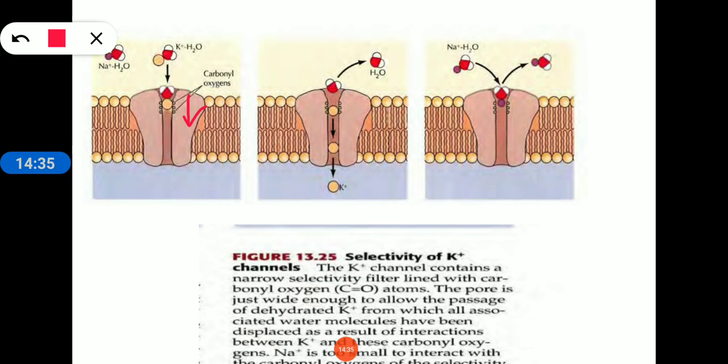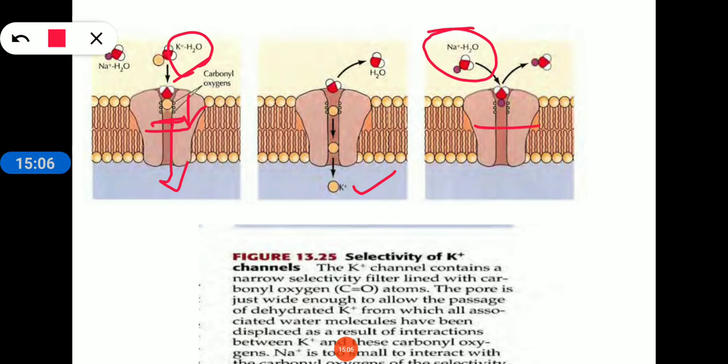Okay, so what happens when this hydrated K+ interacts with the carbonyl oxygen, it removes the H2O from this K+, it dehydrates the K+, and then the K+ moves across the channel to the other side of the plasma membrane. Okay, but this Na+, this hydrated Na+, देखो यहाँ you can see that the K+ molecule is interacting with the carbonyl oxygens and then it is getting dehydrated.